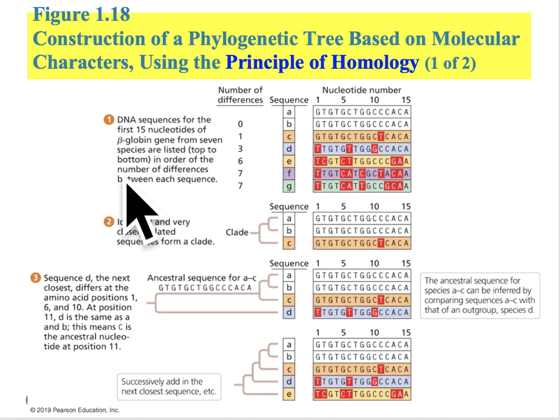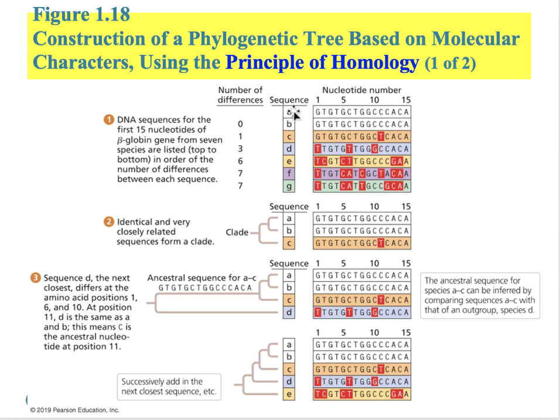So in the example given here, we are going to look at 7 different species and a small region of a gene responsible for making hemoglobin. And we're not going to look at the entire gene, we're just going to look at 15 nucleotides. So here are the 15 nucleotides. We let the computer software rearrange all the information, and it generates this order for the 7 sequences.